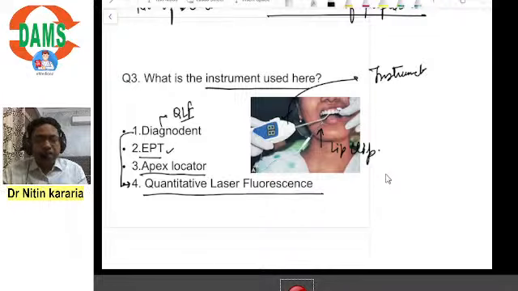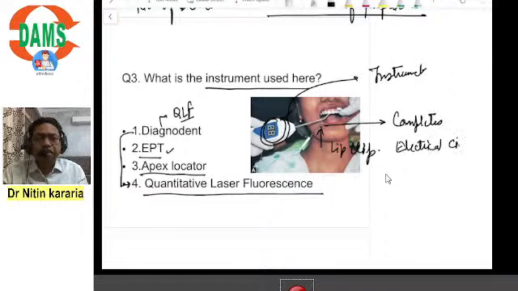Looking at option number 2, electric pulp tester. Yes, you can see there is a meter over here, a digital display which measures the quantity of current, and this lip clip completes the electrical circuit. So the current flows from the device to the tooth, and we can check the status of the viable A delta nerve fibers. What fibers are tested with electric pulp tester?